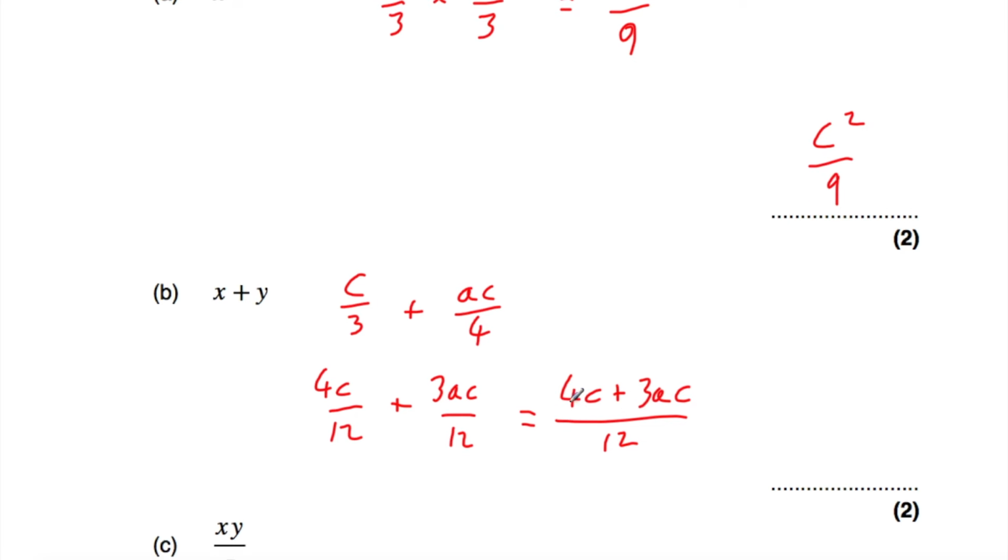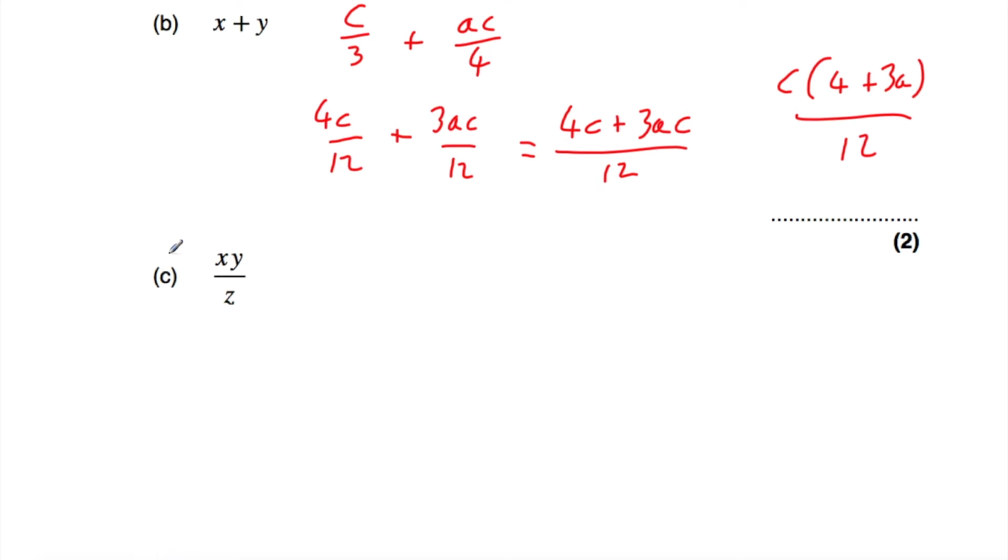Now at this point, I'm actually going to factorize the numerator. Both of these are divisible by c. So that'll give us c, and then in brackets, 4 plus 3a, close brackets, over 12. And that's it. So x plus y would be c(4 + 3a) over 12. Okay, and then part C.